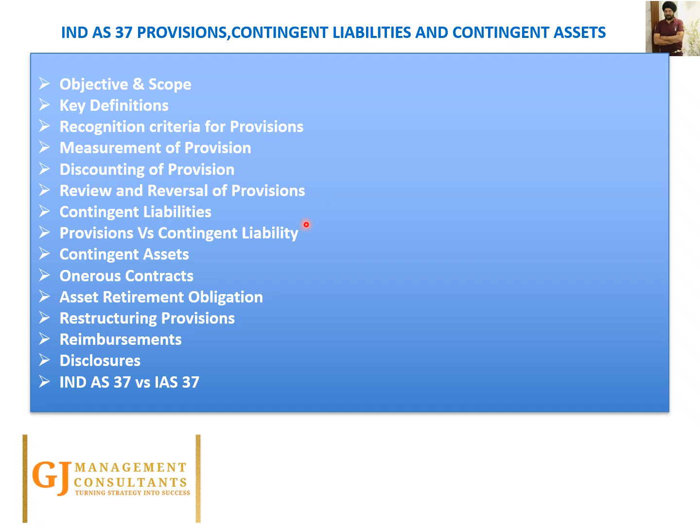We look at contingent liability, the definition, snapshot of differences between the provisions versus contingent liability, what are contingent assets, what are onerous contract, and how we have to deal with asset retirement obligation. We'll talk about restructuring provisions and reimbursements, disclosures, and finally differences, if any, between IND AS 37 versus equivalent international accounting standard 37. So we'll move to the first slide then.